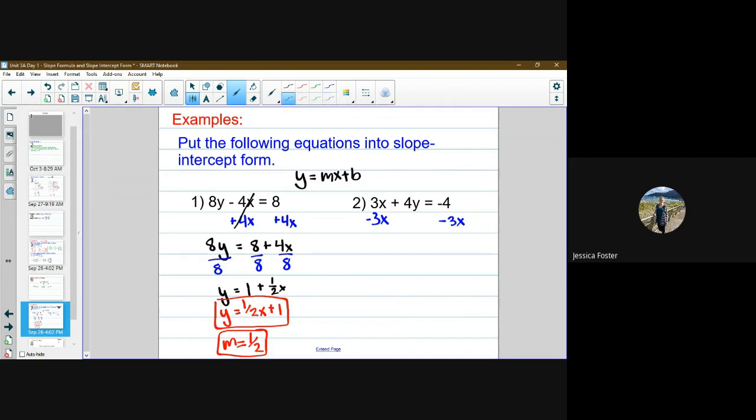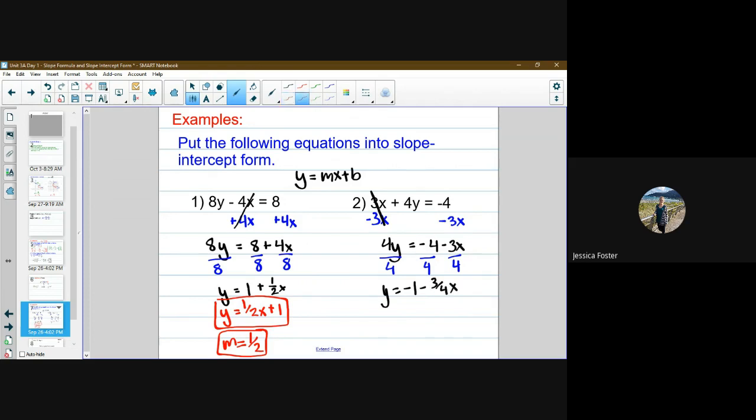So now I'm left with 4y, after these two are gone, equals -4 minus 3x. Using our division property, we'll divide both sides by 4. Same as last time, I have to divide every term by 4. And I'm left with y equals -4 divided by 4 is -1. -3 over 4 can't be simplified, so we'll just leave that as -3/4 x.